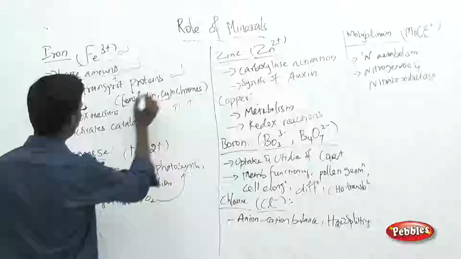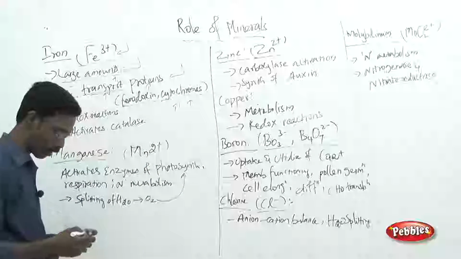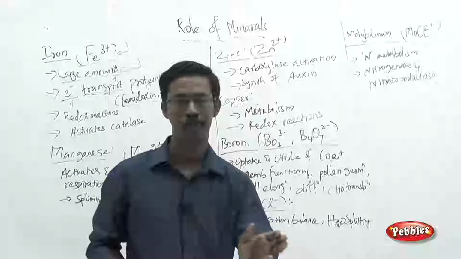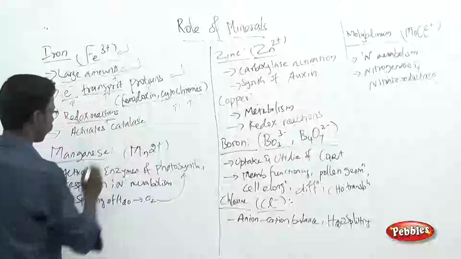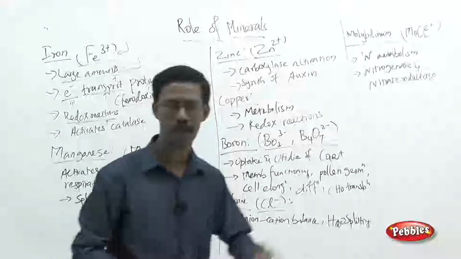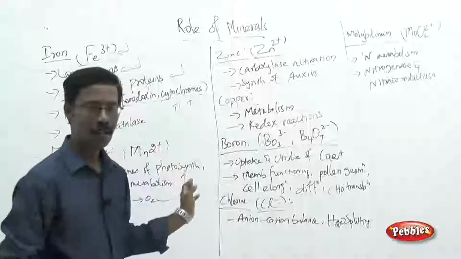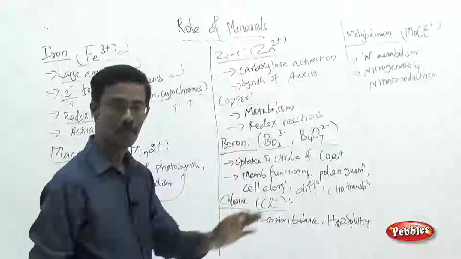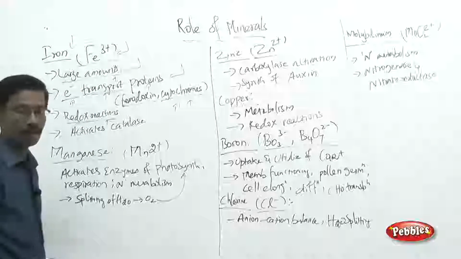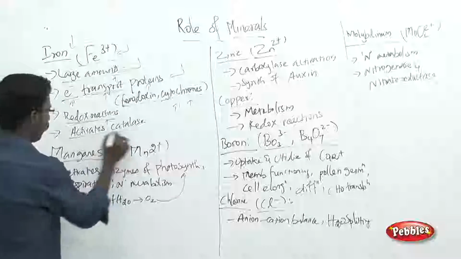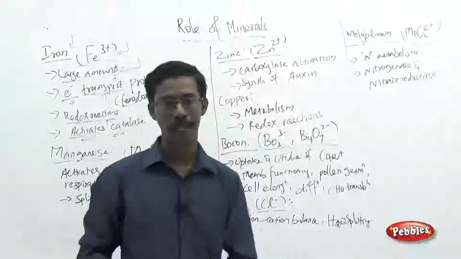As I told you, they are part of the electron transport proteins, so they are among the most important micro elements of any plant. They are involved in redox reactions. What are redox reactions? Redox means oxidation reduction reactions. Some oxidation reduction reactions take place by means of this ion. Apart from that, they participate in the activation of the enzyme called catalase.